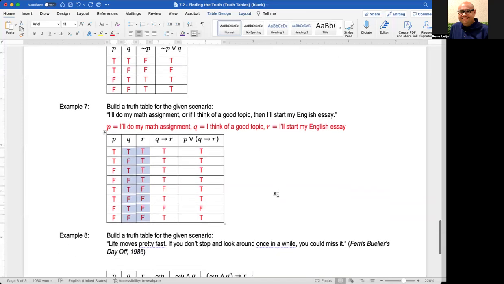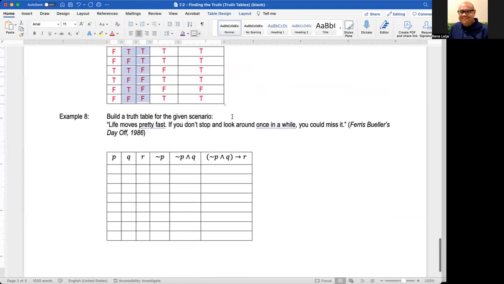All right. One more. So build a truth table for the given scenario. Life moves pretty fast. If you don't stop and look around once in a while, you could miss it. And this is a line from Ferris Bueller's Day Off. Now, we are not going to worry about this sentence. This is the part that we want to worry about: if you don't stop and look around once in a while, you could miss it.